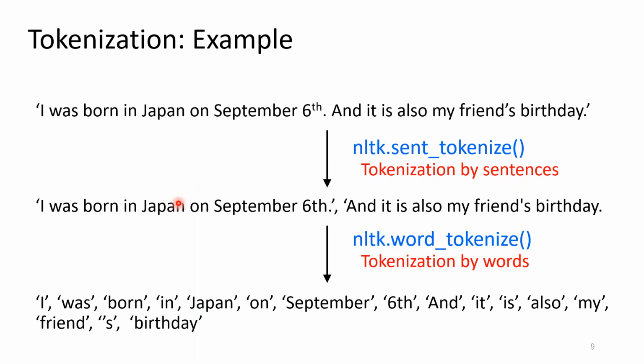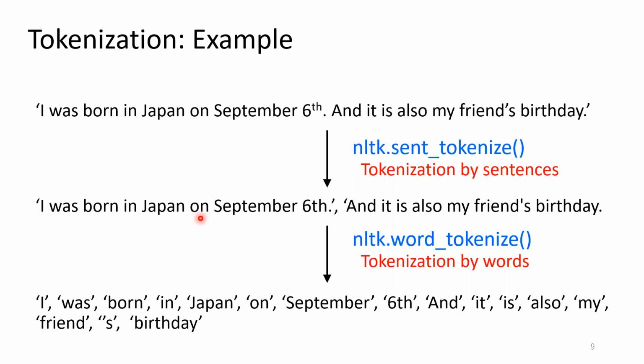Now let's see an example. Here, I'd like to show an example sentence. I will tokenize a text: "I was born in Japan on September 6th, and it is also my friend's birthday." First, I tokenize this text by sentences using NLTK sent_tokenize, which splits the text into two sentences, this one and this one.